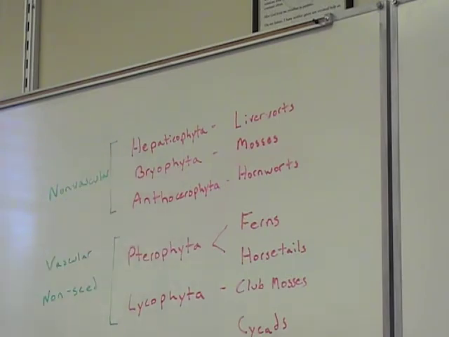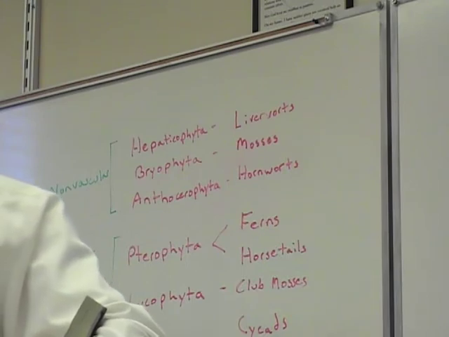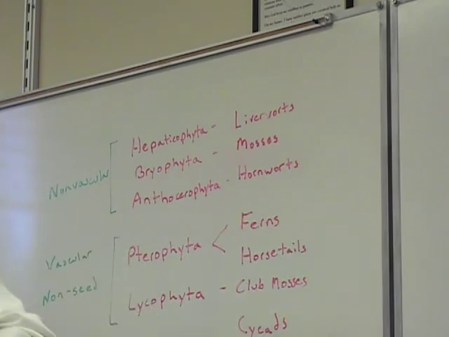A spore is a little cell that you release and it floats through the air and it lands somewhere and it can grow a new plant. It's like a seed, but a little bit different, and we'll talk about the differences later. But all these reproduce using spores, and now the rest of these use seeds.